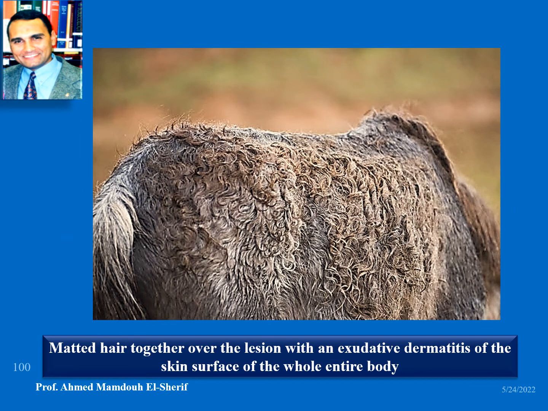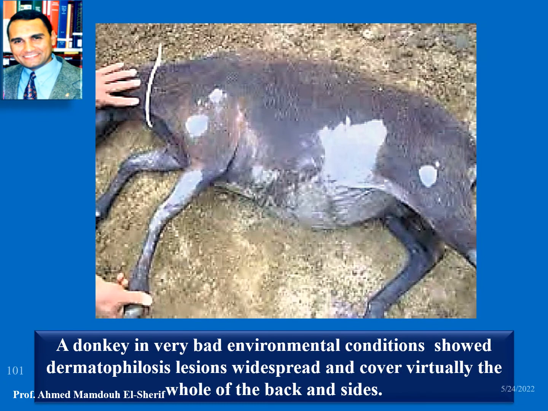A very clear dermatophilosis lesion taking approximately the entire body skin surface of an infected horse, where matted hair together over the lesion appears with an exudative dermatitis. A donkey in very bad environmental conditions showed dermatophilosis lesions widespread and covering virtually the whole of the back and sides.